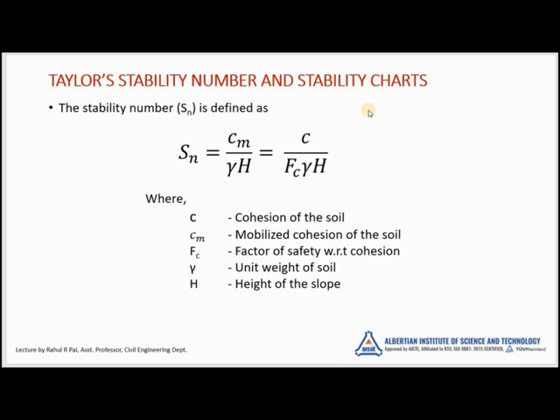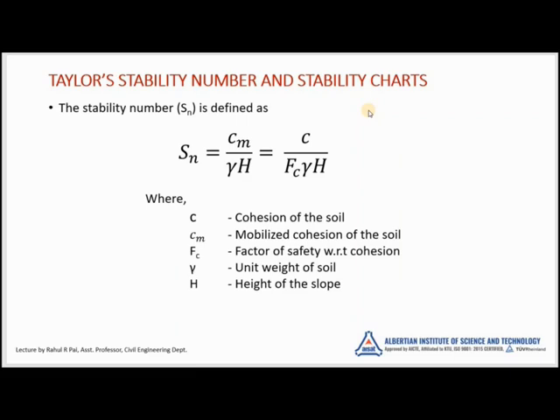So what is the equation for Taylor's stability number? Taylor's stability number Sn is given as the ratio of mobilized cohesion of soil to the unit weight of that soil in that slope multiplied by the height of that slope. So gamma is the unit weight of soil and h is the height of the slope.